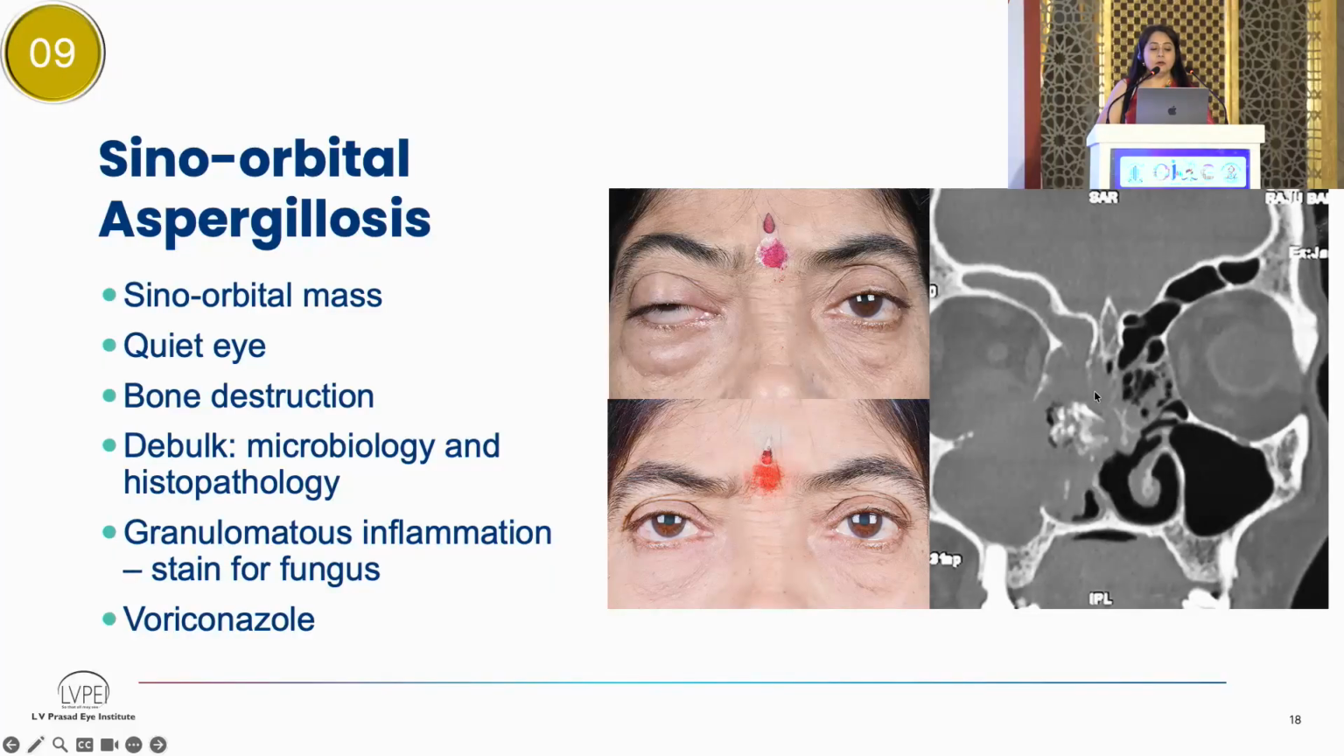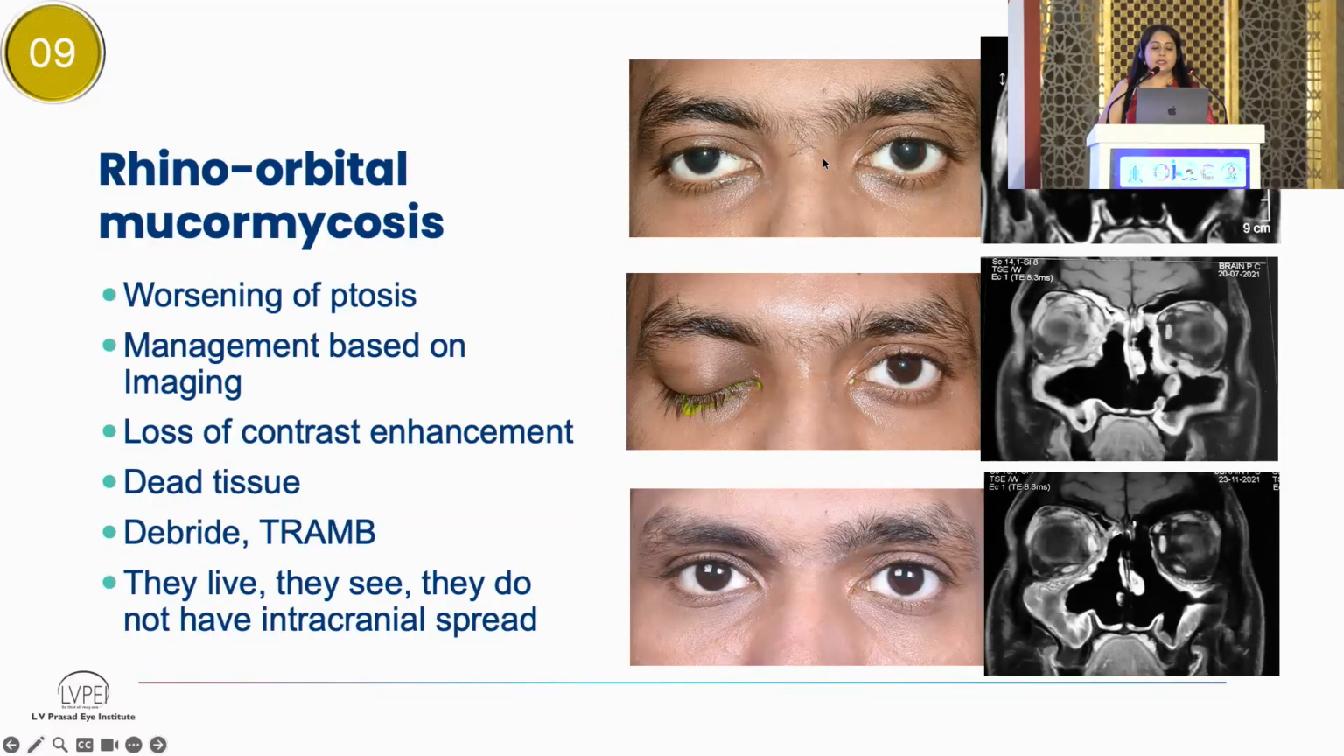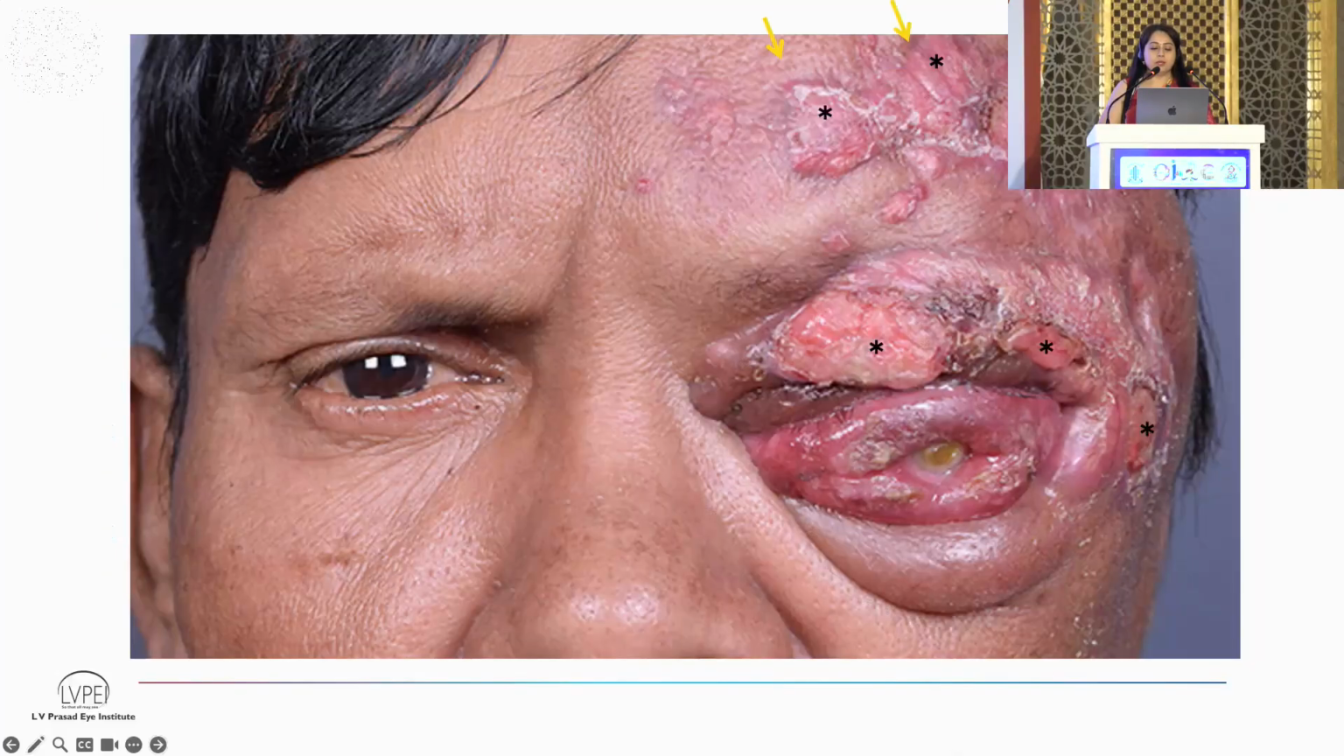Here's a lady with a sino-orbital lesion. Biopsy turned out to be aspergillosis, and she was treated with voriconazole, and you see that resolution. Versus that, mucor progresses in days to ophthalmoplegia. Again, we were able to reverse it by removing the necrotic tissue and injecting amphotericin B in the orbit. Also, sinus debridement plays a big role.